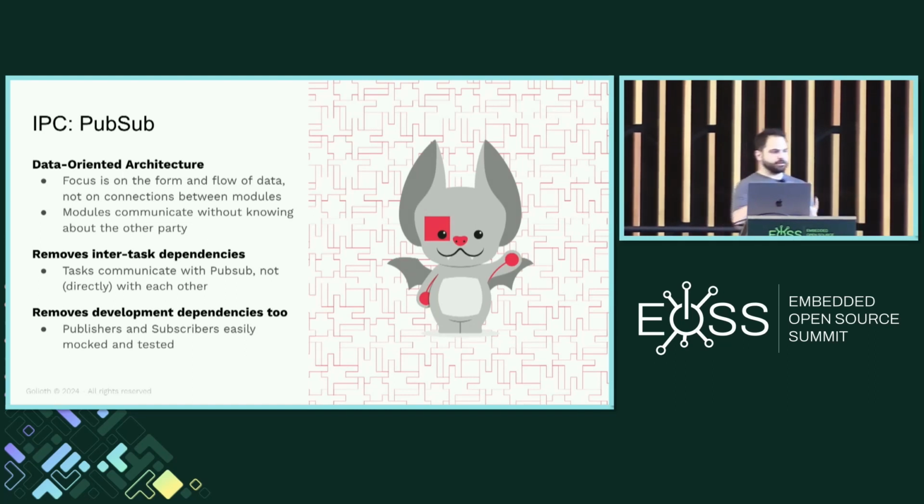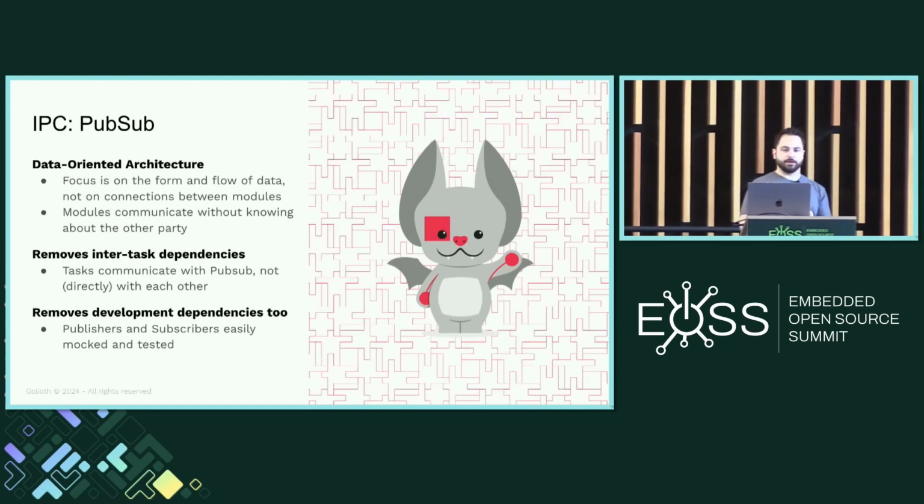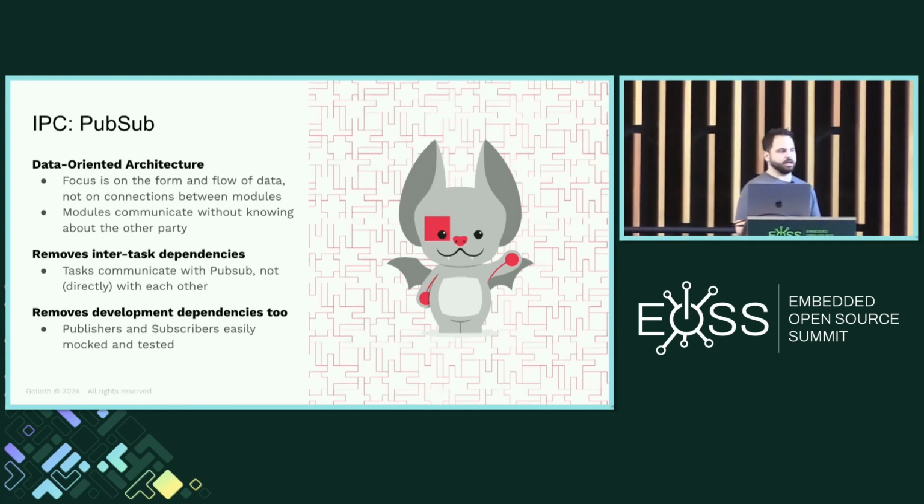This removes the inter-task dependency. So we mentioned that there's no public API. The reason why that's important is that if you stop compiling in a function that another module is calling, then you're going to fail to link. So these tasks don't communicate with each other. Their dependency is on PubSub. So PubSub has to be there. Whatever your PubSub bus is, needs to be there in the system. But that's pretty much the only direct dependency for the system.